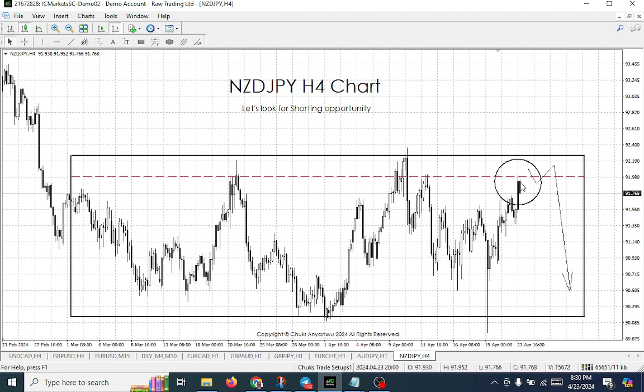So I want to see price action patterns like shooting star, hanging man, bearish engulfing, dark cloud cover, all these other candlestick patterns. When I see them here around this zone, then I look for trading opportunity.